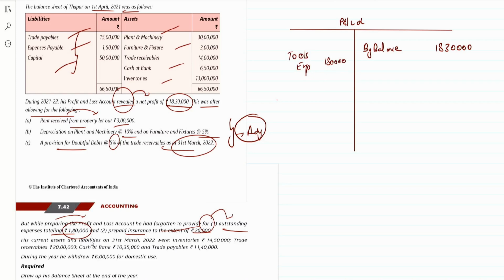So two outstanding expenses 1,80,000, and there was a prepaid insurance of how much? 20,000. By prepaid insurance 20,000. Now 1830 plus 20 minus 1,80,000. This 16,70,000 is the correct net profit which is to be taken to the balance sheet. 16,70,000. That's it.